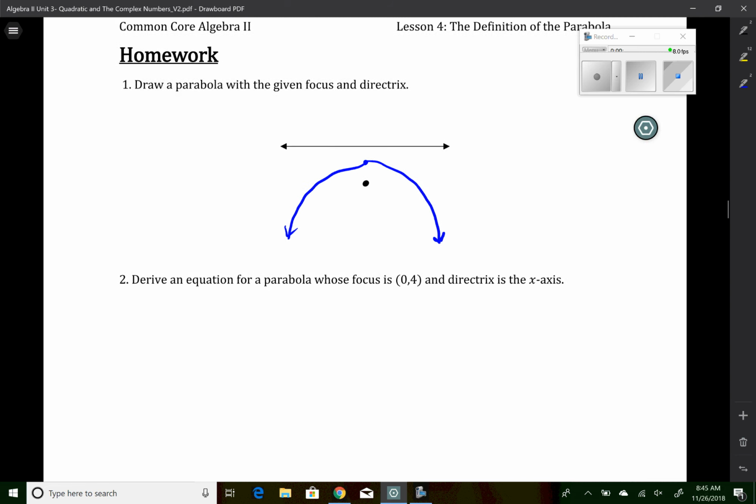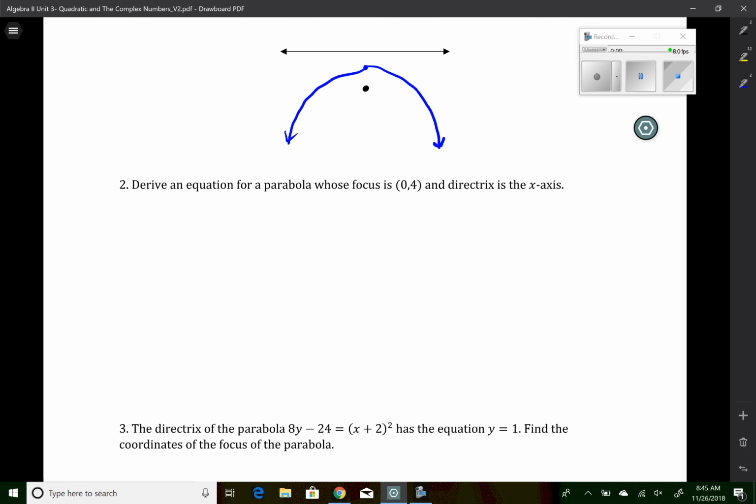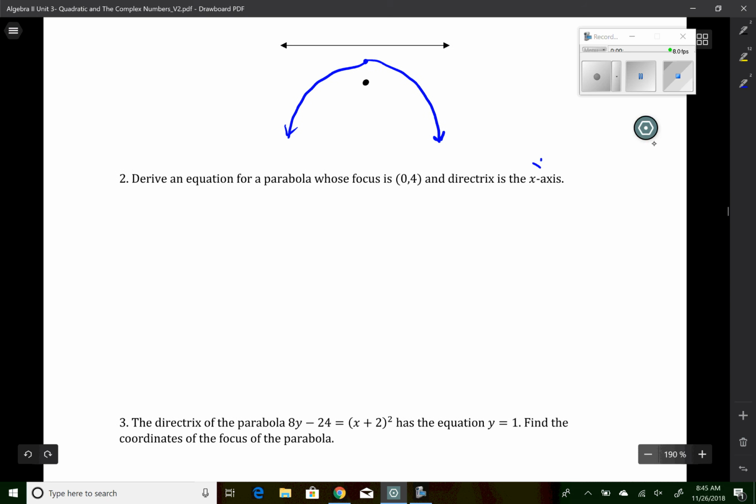Number 2 says derive an equation for a parabola whose focus is (0, 4), and directrix is the x-axis. The x-axis has the equation y equals 0, just so you know. So if I was to first sketch where the focus was, that would be (0, 4), and the directrix would be y equals 0. The next thing I need to do is figure out the point of the vertex. I know it's going to open up, so I know the p-value is positive.